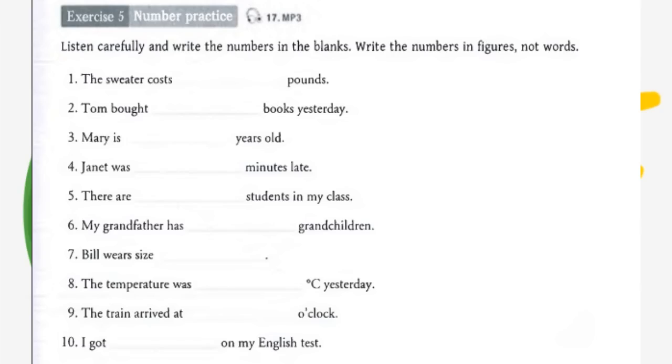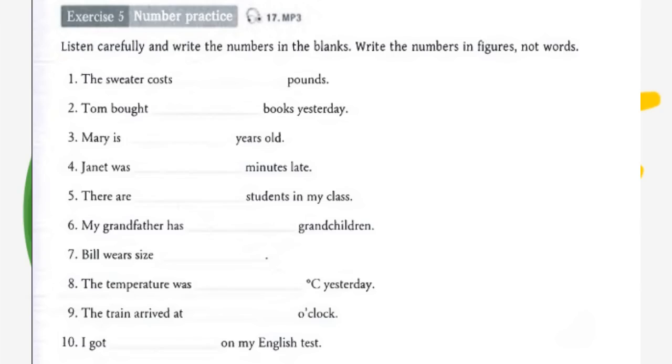Number 3. Mary is 26 years old. Number 4. Janet was 40 minutes late. Number 5. There are 29 students in my class. Number 6. My grandfather has 18 grandchildren. Number 7. Bill wears size 43.